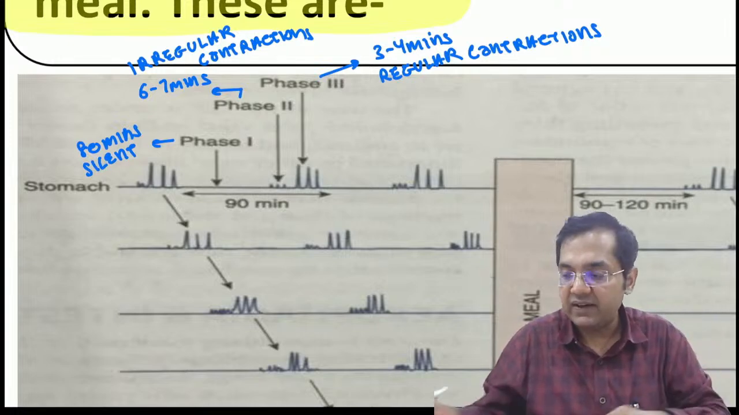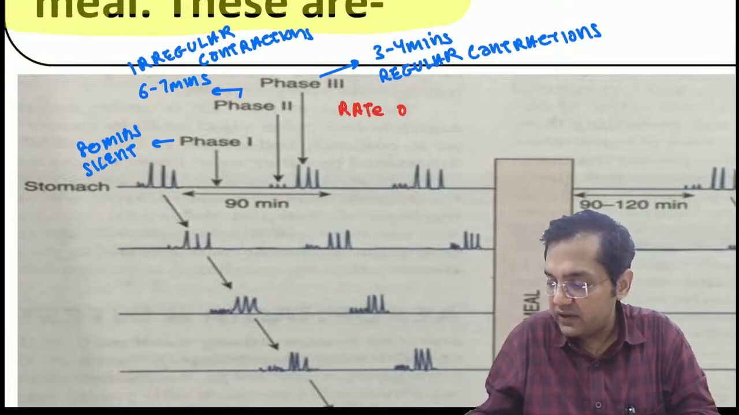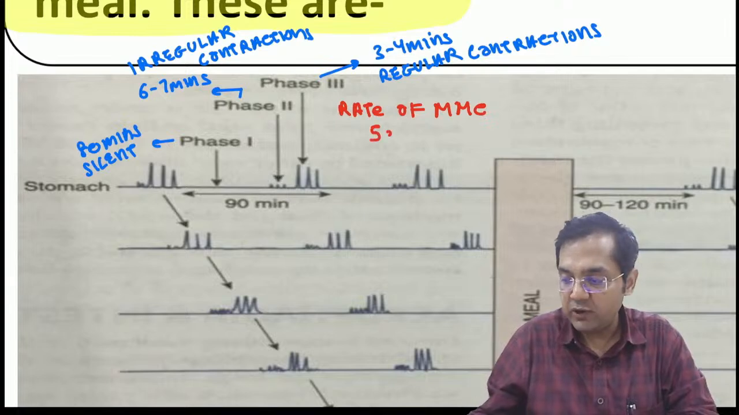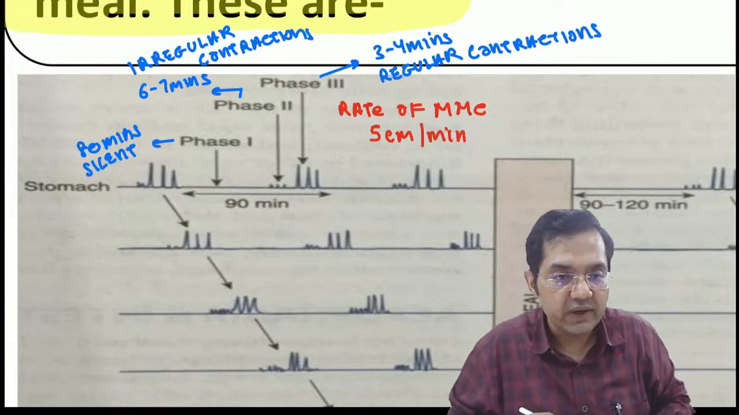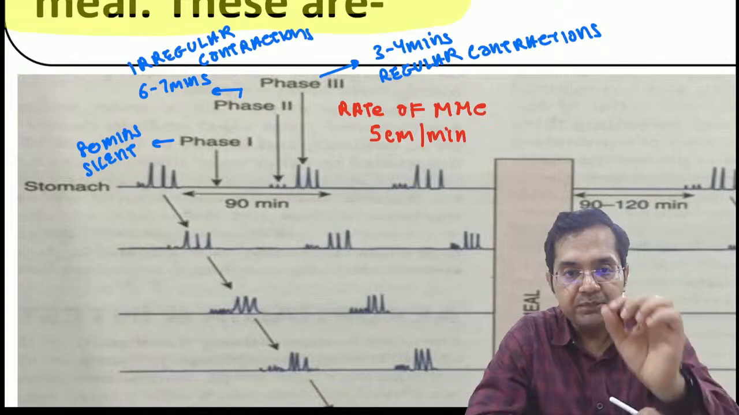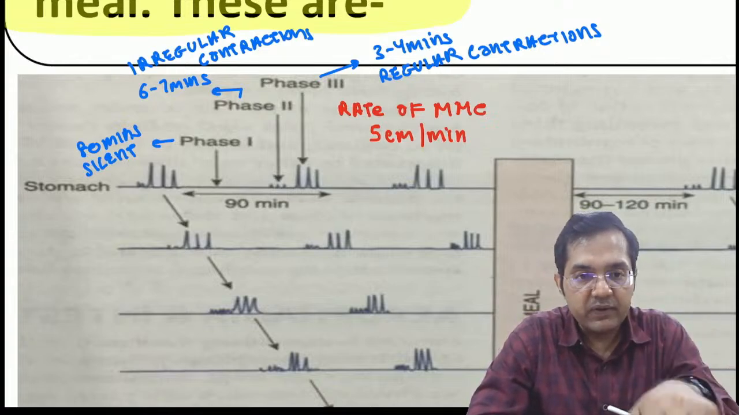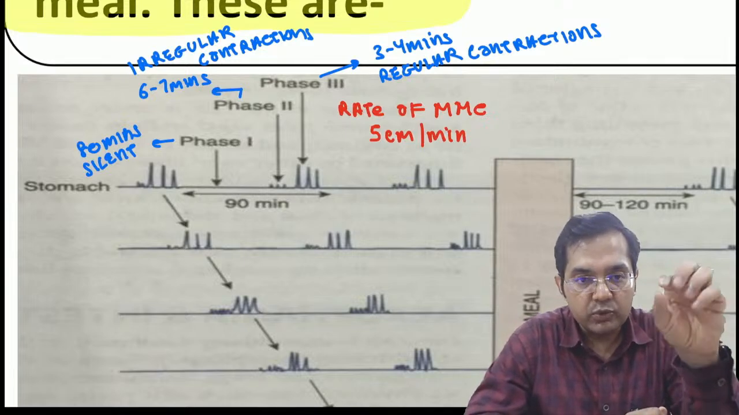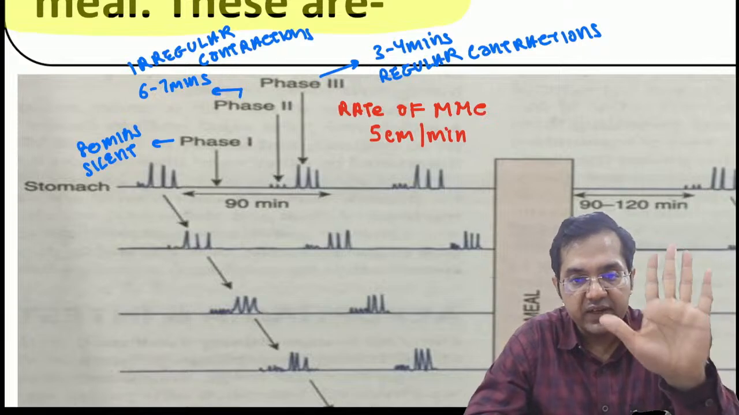the colon at the rate of, another very important MCQ, what is the rate of MMC? Take this, they ask very, very commonly. 5 centimeter per minute. Must know again. So whenever your fasting state occurs, whenever the MMC will occur, for 80 minutes you will not come to know anything, but for 10 minutes you will have irregular contractions. So your food will move from the stomach to the duodenum to the jejunum to the ileum at the rate of 5 centimeter per minute.